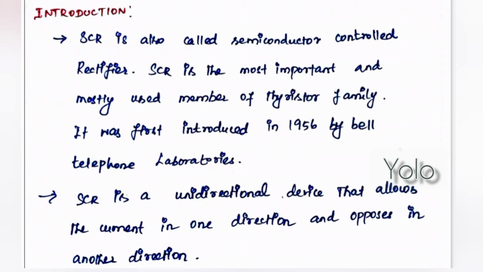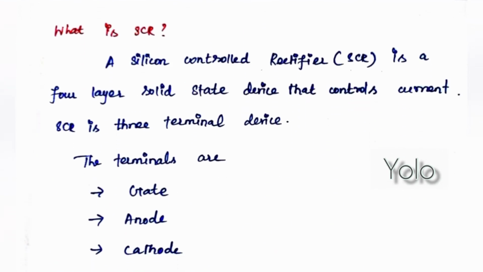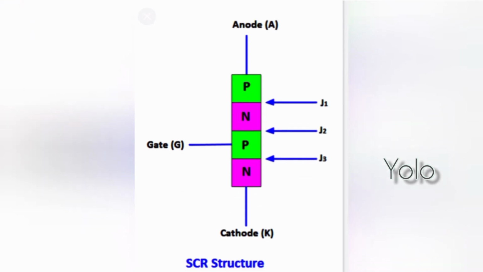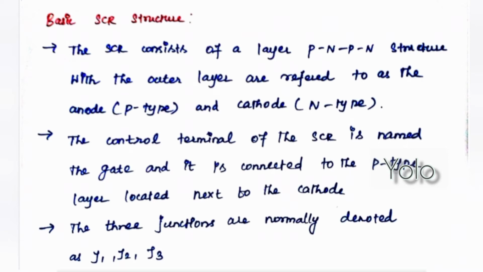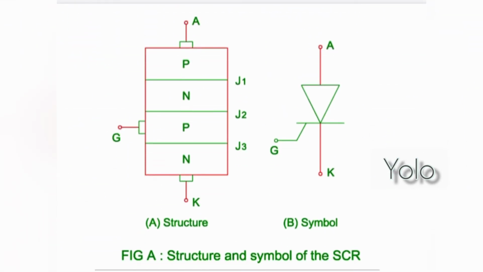Now let us see the construction of SCR. It is a 4 layer, 3 terminal and 3 junction solid state device that controls the current. The 3 terminals are gate, anode and cathode. The structure of SCR: the SCR consists of a 4 layer PN structure with the outer layers referred to as anode and cathode. The control terminal of the SCR is named the gate and it is connected to the P-type layer located next to the cathode. The 3 junctions are denoted as J1, J2 and J3.